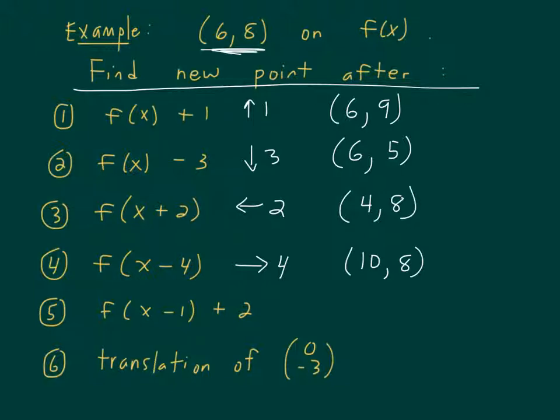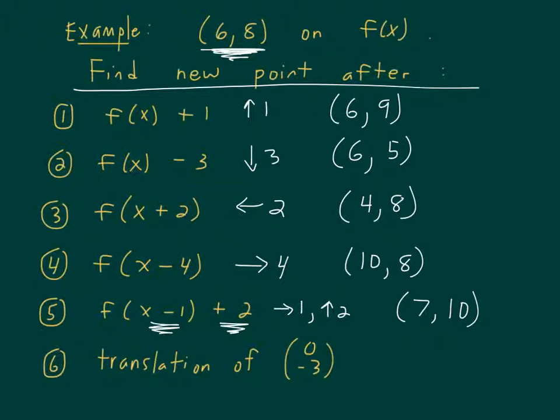Okay. Again, I keep going back to this 6, 8 each time. Now, the fifth one here, we're actually looking at a couple different translations. We have on the inside this x minus 1, which means we're moving to the right 1, and then this plus 2 on the end means we're going up 2. So, if we go to the right 1, my new x value is 7, and if I go up 2, my new y value is 10.